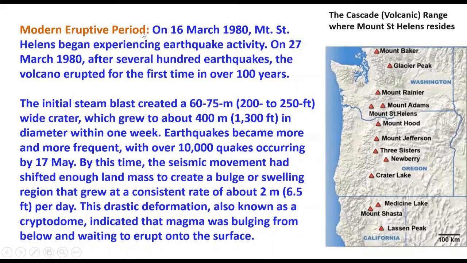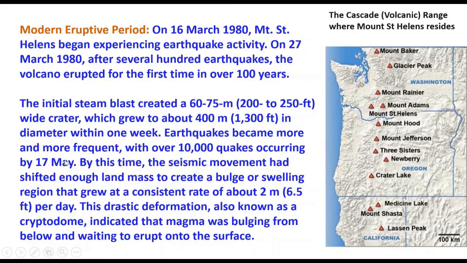So, the modern eruptive period. Before the actual volcanic eruption, just 2 months earlier, on 16 March 1980, Mount St. Helens started experiencing earthquake activity. Then 11 days later, on 27 March, they had several hundred earthquakes and the volcano erupted for the first time in over 100 years. The initial steam blast created a white crater, and earthquakes became more frequent, with over 10,000 quakes occurring by 17 May.